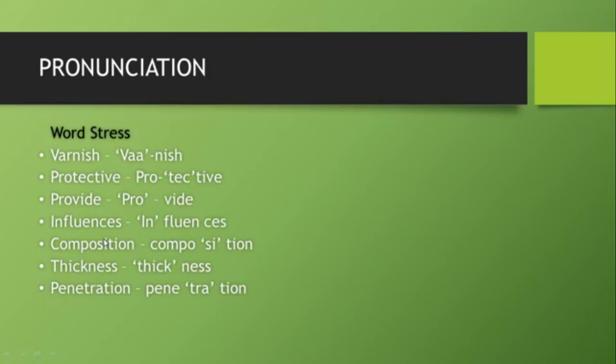Similarly, penetration, penetration. It is not penetration. Neither was it penetration. No, it is penetration. All right, so just try to pronounce these words by yourself also. For example, let me just brief it out for you: varnish, protective, provide, influences, composition, thickness, penetration.